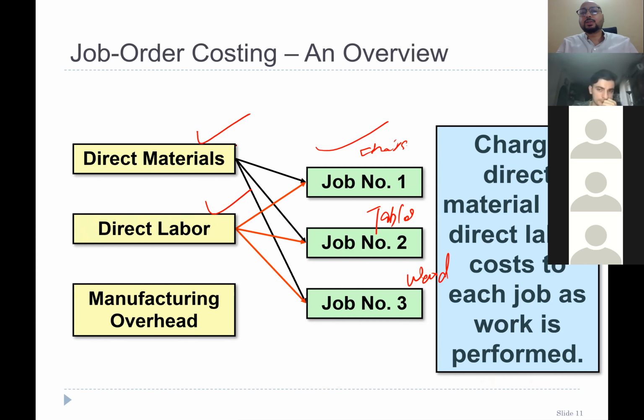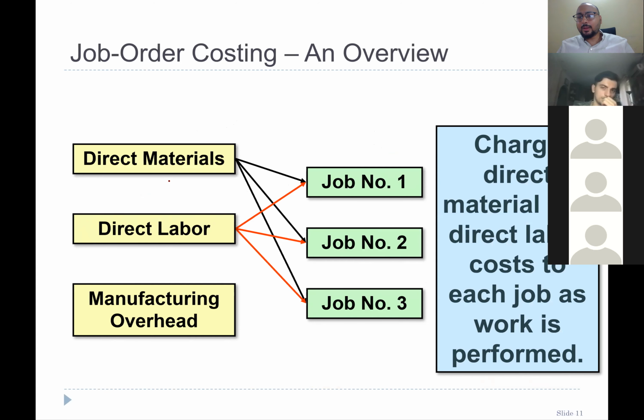So you know how much lumber, how much wood, is going to be used. This is easily traceable material. For direct labor, one chair takes at least 1 hour to make, one table takes 2 hours, and one wardrobe takes 4 to 5 hours. It's really easy to find out the direct material and direct labor.